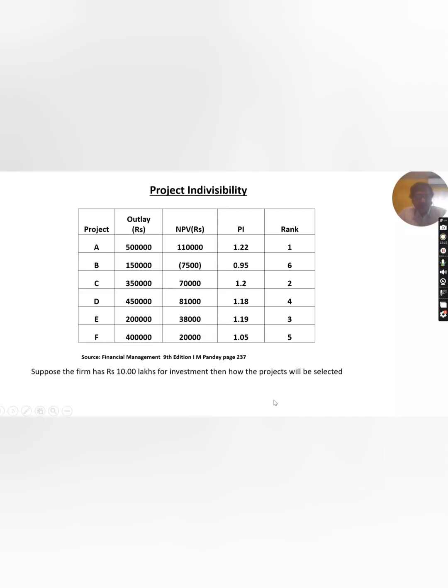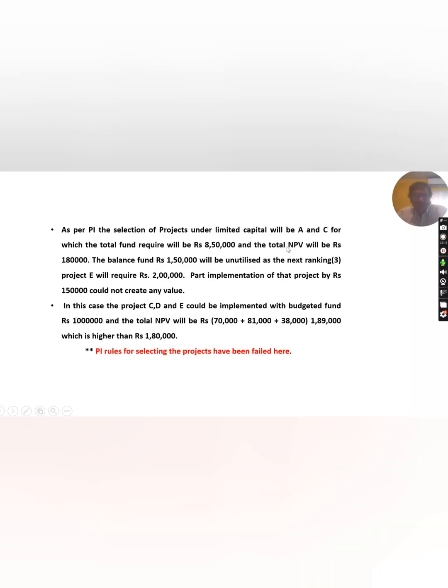But instead of that, if you check various combinations of projects, I am just discussing a specific case. If you select C, D, and E, it is possible to invest these three projects by 10 lakhs, 4, 3, 7, 8, and 2. And what will be the result? The total NPV will be this plus this plus this. And that is higher than the previous one, A and C. I have noted it here.